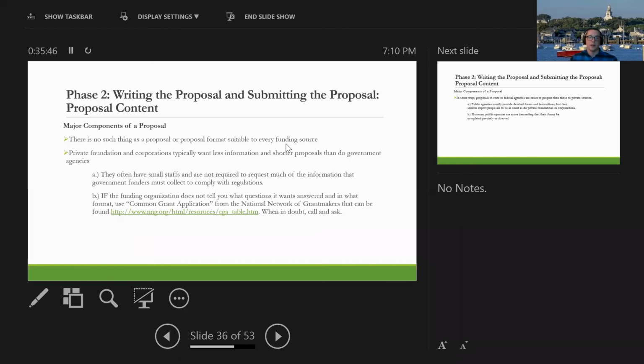If you're higher ed, is the provost on board if you're a faculty member? If you're staff, is your vice president of said department on board, again in higher ed? If you're a nonprofit organization, has your executive director signed off on the proposal? These are important. You as the grant writer, if you are not the executive director, you would never sign off on that. You want their signature. So private foundations and corporations typically want less information. Again, talked about, their proposals are shorter than those of government agencies.